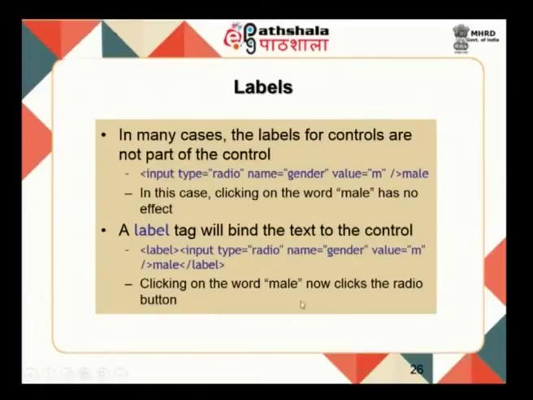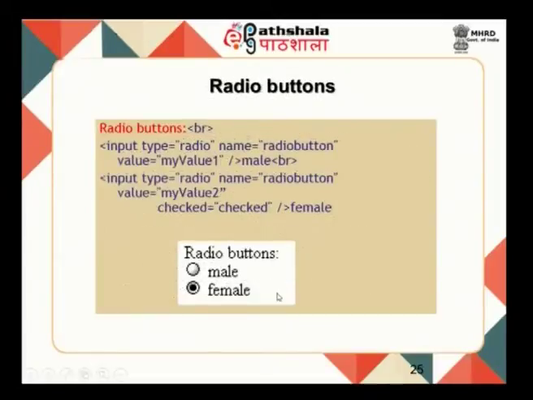Now, clicking on the word male clicks the radio button. Normally, in the previous example, if you click on the text male, it does not have any effect. Now, once you bind this radio button within a label tag, this label has got an effect. So, clicking on the text means that you are clicking on the radio button.